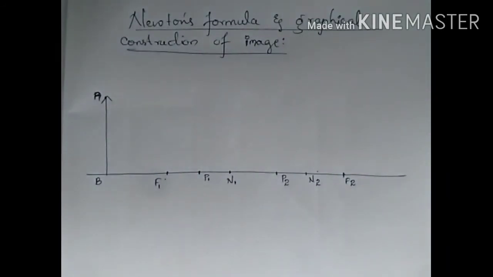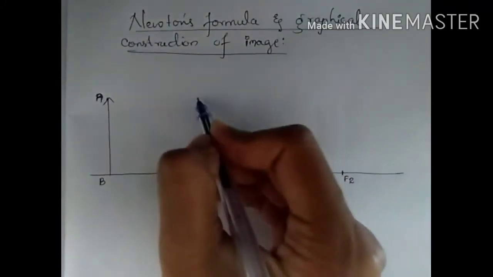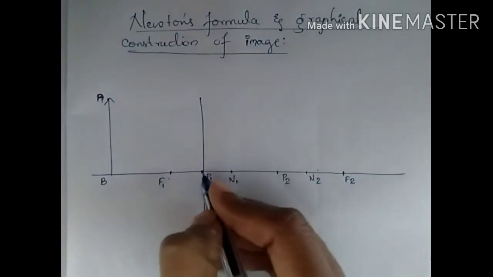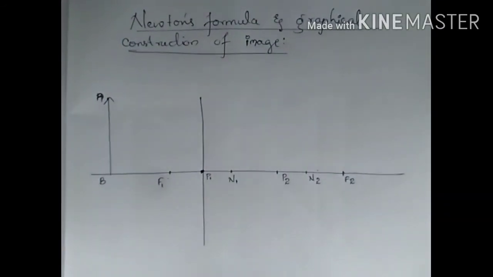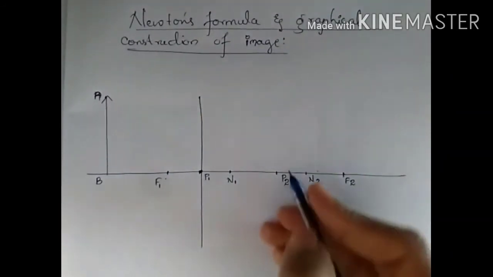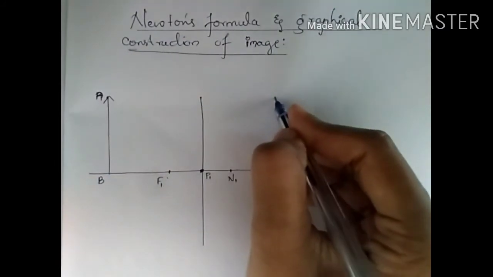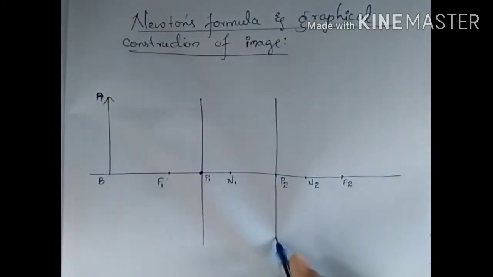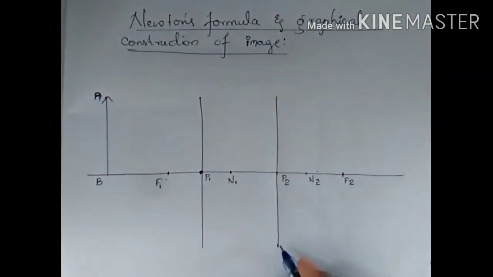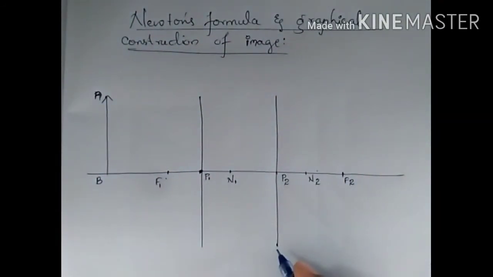Clear? So now let me draw the plane which passes through the principal point P1. So this plane is principal plane 1 or H1, and let me draw another plane which passes through the point P2, that is principal plane 2, and the name for this is H2.